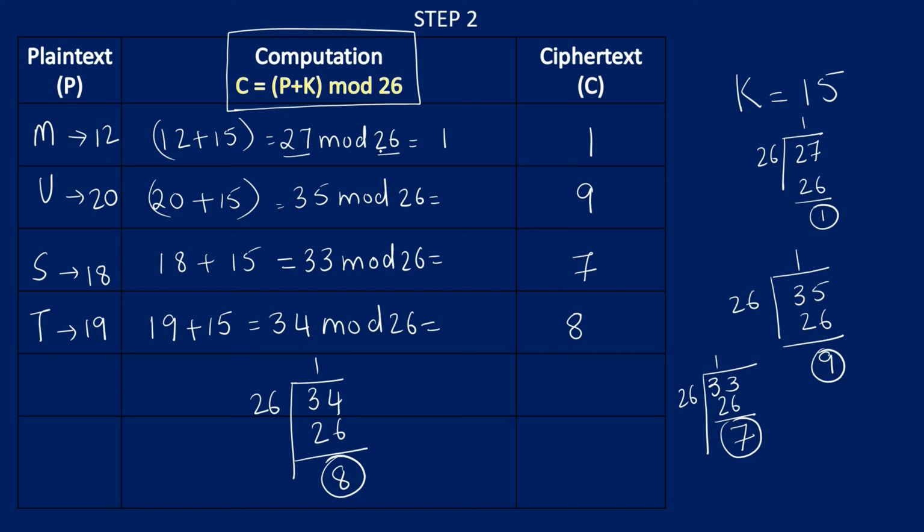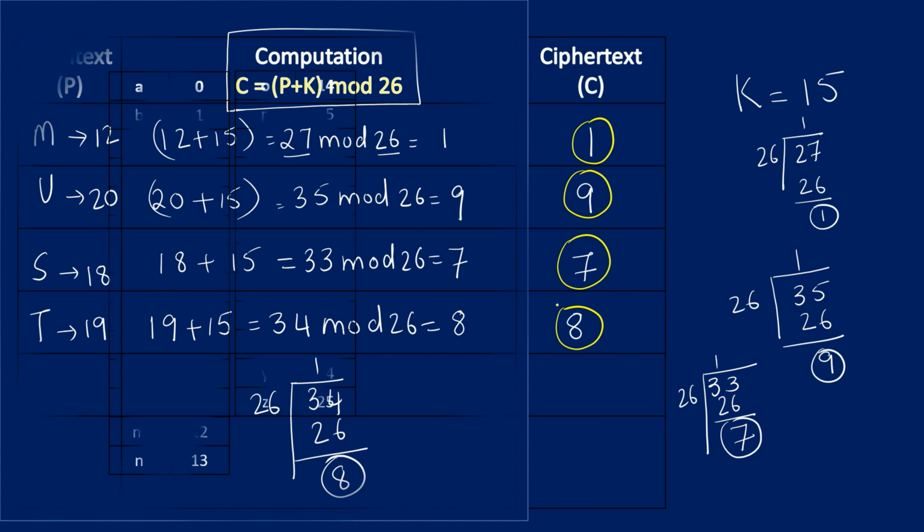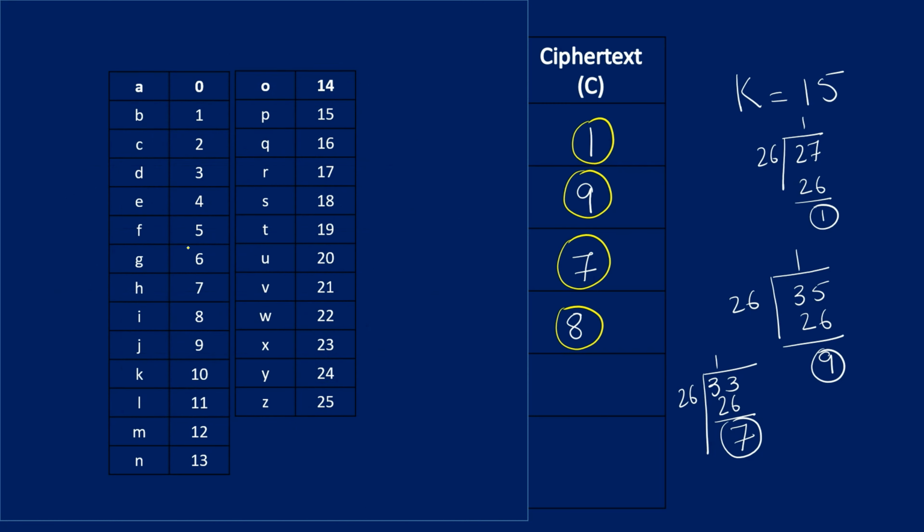So 27 mod 26 is 1. 35 mod 26 is 9. 33 mod 26, the remainder is 7. 34 mod 26, the remainder that we got after division of 34 by 26 is 8. So these are our ciphertext numbers. The next step is to find the letters corresponding to each of these numbers, for which we need the mapping table. So we again use this mapping table.